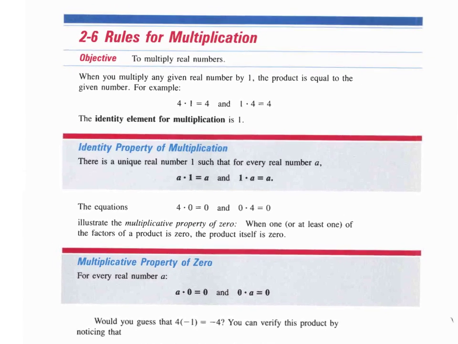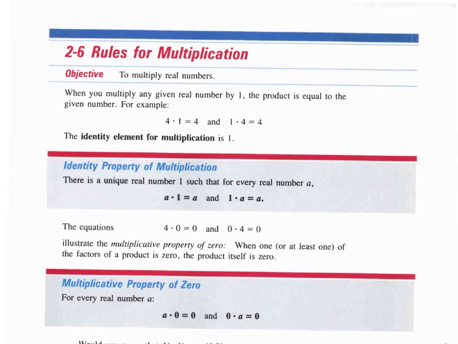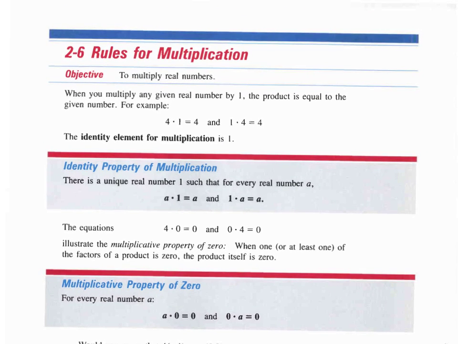For the identity property of multiplication, that's when you multiply a number by 1 and it keeps the same number. It doesn't matter if the number is first or the 1 is first, we're still going to get the same number. For example, let's say we did 10 times 1, we get 10. Or if you did 1 times 10, you still get 10. So that's your identity property of multiplication, and that's when you multiply any number by 1.